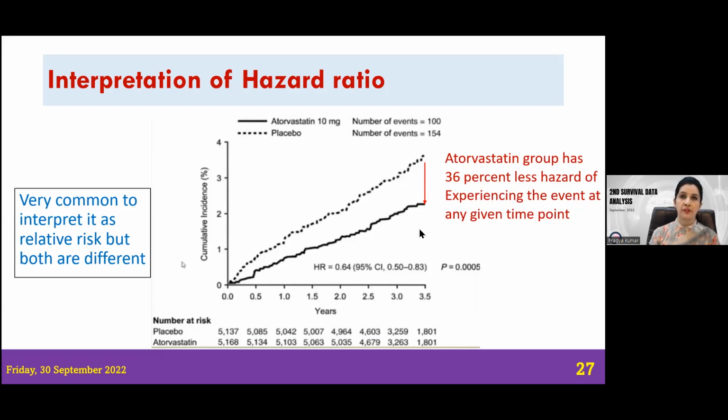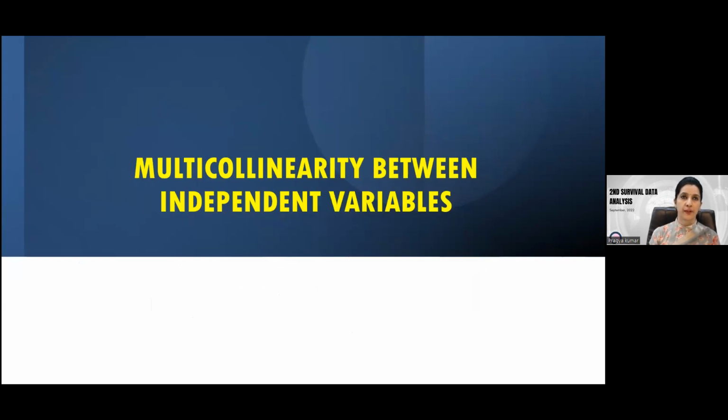And we have seen that we do HR minus 1. So it will be 0.64 minus 1, which is this 36%. But again, it comes with a negative sign. So we'll say that the atorvastatin group has a 36% less chance of experiencing the hazard at any given point of time. So this was the proportional hazard. We'll see it in SPSS also. I'm just telling you the theoretical. I have not yet come to the data set and how we actually do it in the data set.